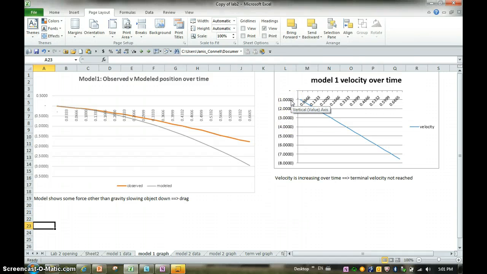We were also asked to look at velocity over time. Here you can see velocity over time is linear, and it is increasing because the force of gravity is 9.8 meters per second squared. So it increases over time.